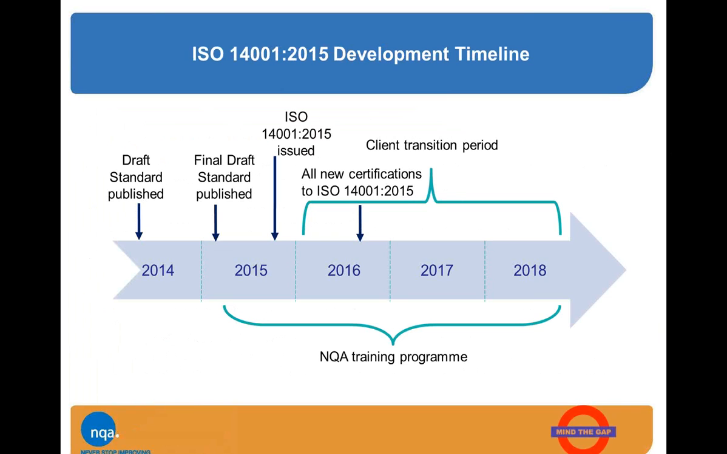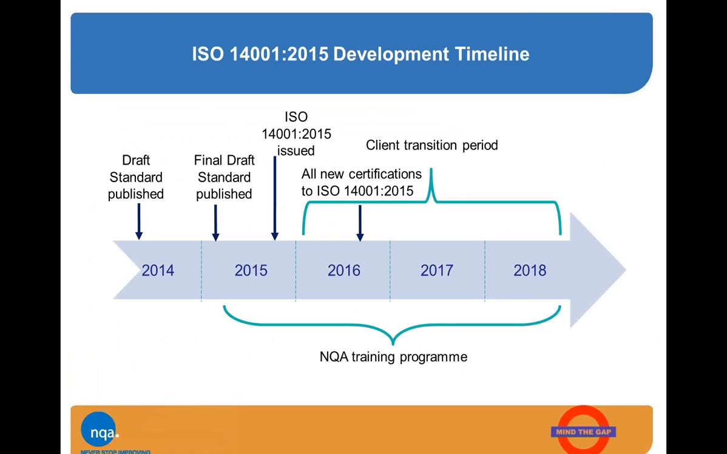So just a few development timeline dates. Looking backwards, I think I need to slightly update this slide because one of the arrows has moved on a little bit now. However, the draft standard was published in 2014, and ultimately the current version, the 2015 standard, was published on the 15th of September 2015. There is a client transition period from the date of publication.